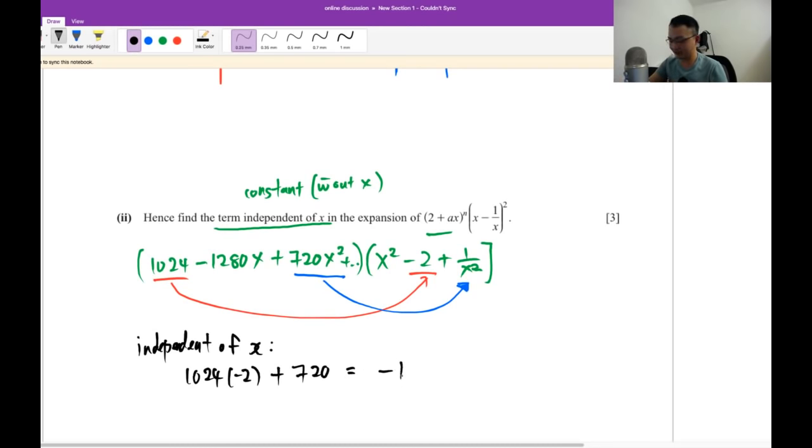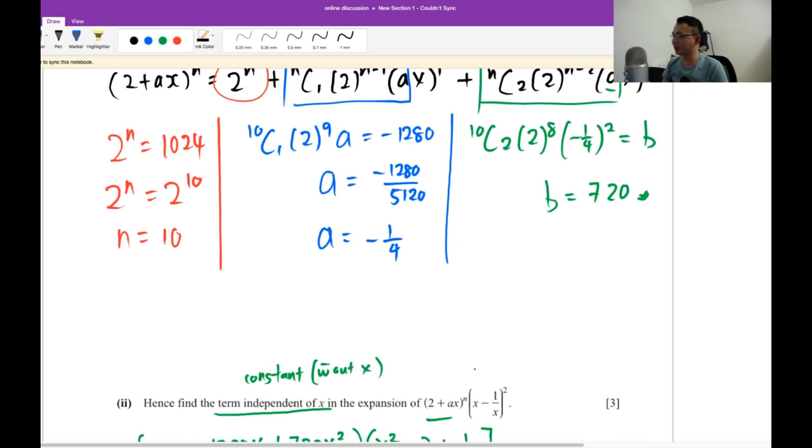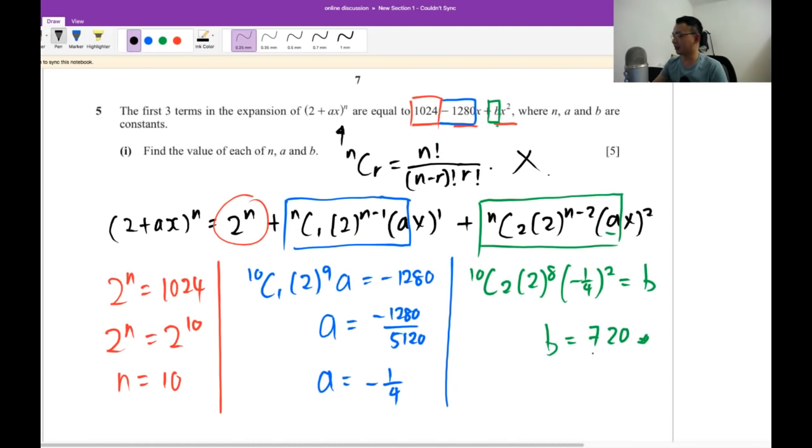So you get negative 1328. Okay, so where did 720 come from? The 720 is the answer of B. So I just plug in my B here. Do you see B? And then everything here, because we don't have the B, so I will plug in the 720 here.